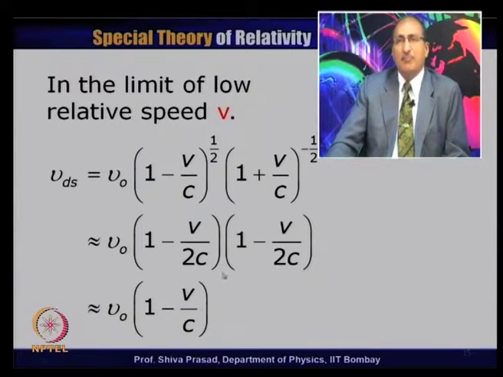Okay. One can just simply work out. This is a very simple way of just opening up, multiplying these brackets. We of course will have a term of v square upon 4c square, which I will neglect because this is a second order term in v upon c.